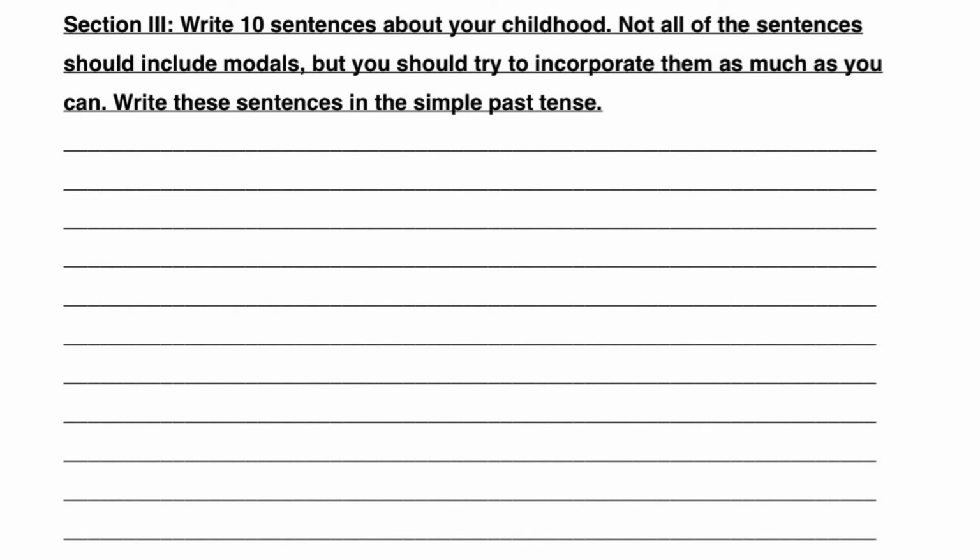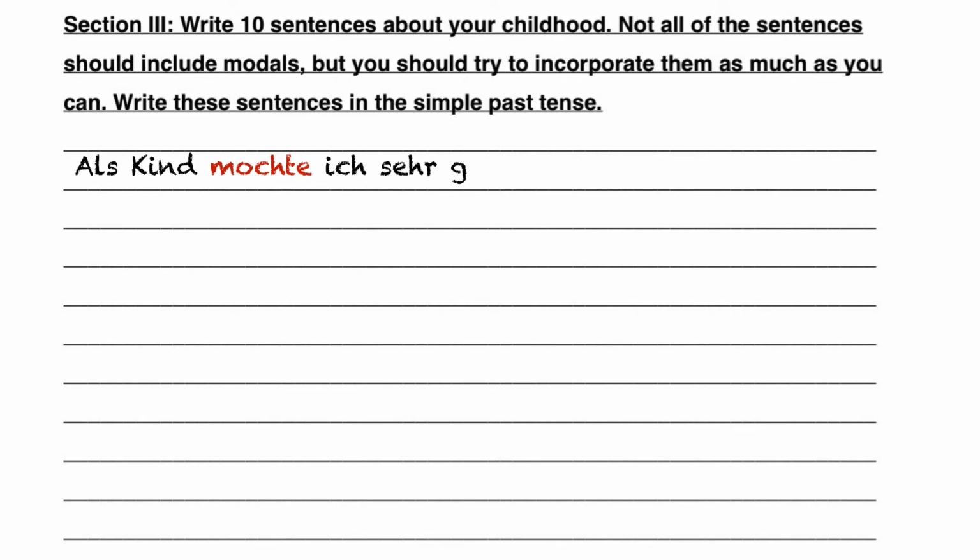In section 3, we're supposed to write 10 sentences about our childhood using as many modal auxiliaries as we can. It doesn't have to have all of the sentences include a modal auxiliary, but I tried to use them as much as I could. Also, it says that it's supposed to be in the simple past tense for all of this. However, I chose to use the present perfect tense instead because I'm speaking them and I thought it seemed more appropriate.